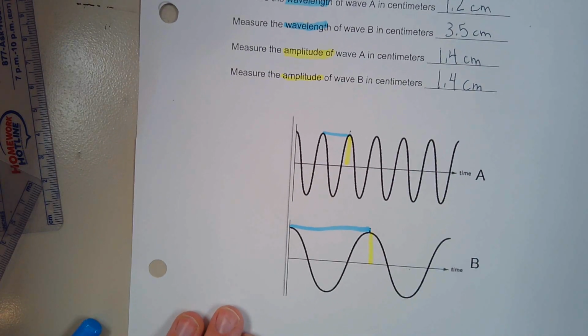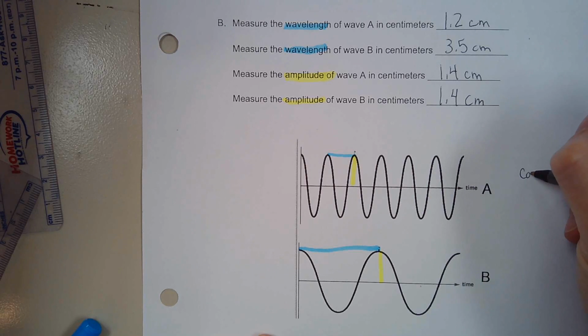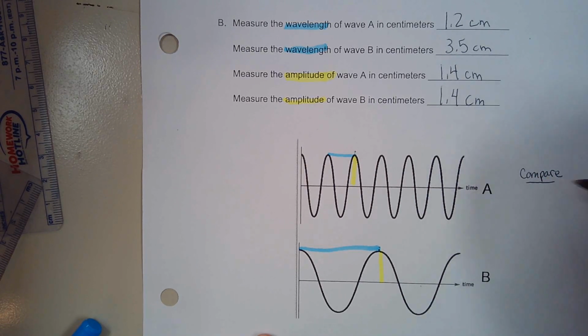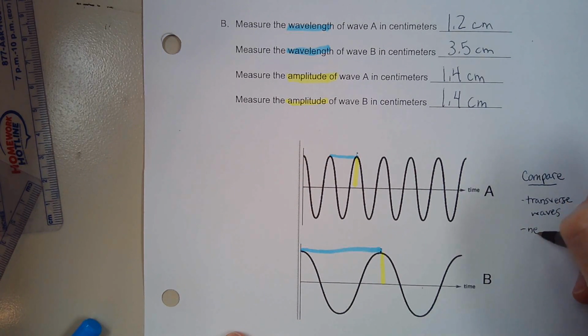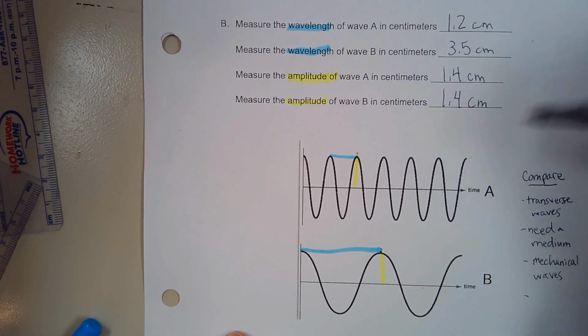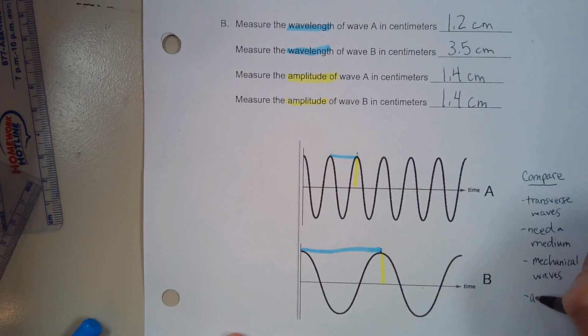So what do we know about these waves? They're both transverse waves. So if we were to compare and contrast, what do they have in common? They're transverse waves, which in class we said that transverse waves need a medium. And if they need a medium, they are mechanical waves. What's the same about them? It's not their wavelength, it's the same amplitude.